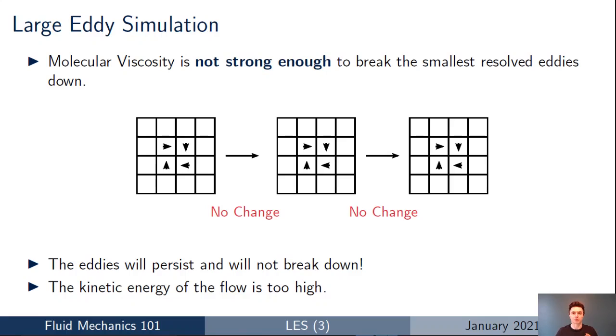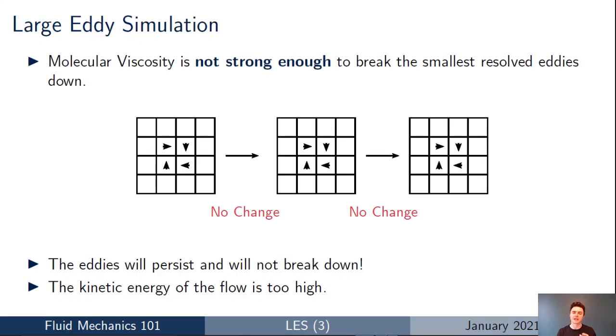Now, this creates a problem for the CFD solver, and the reason is that an eddy that's about the size of 4 cells, for example, in this example, is just bigger than the cell size. It wants to break down, but it can't because we haven't got a small enough cell size to represent the eddy that it wants to break down into.